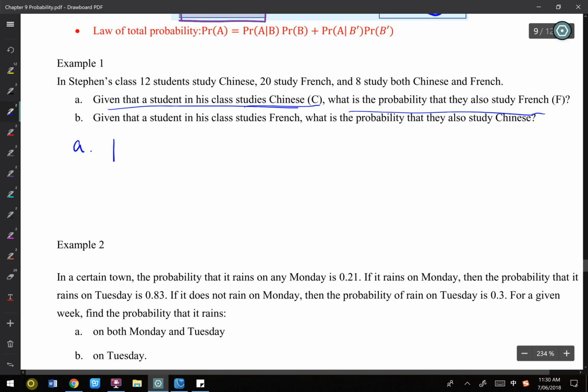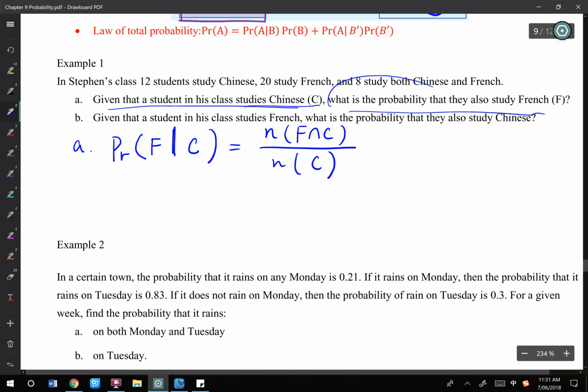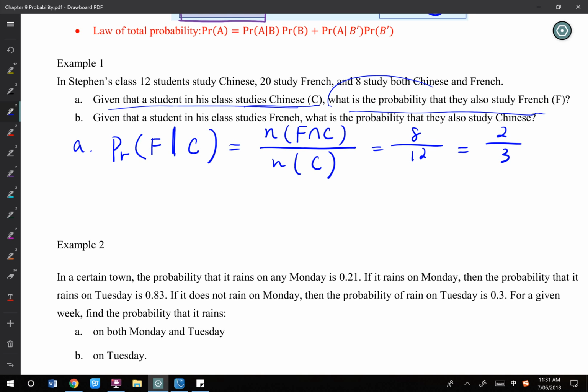I care more about the notation. This is talking about probability: what is the probability of learning French given learning Chinese. So it's the probability of French given Chinese. Because it's talking about numbers, I can say that's the number of French intersect Chinese over the number of Chinese. So that will be 8 over 12. Divided by 4, divided by 4, that's 2 on 3. Yes?